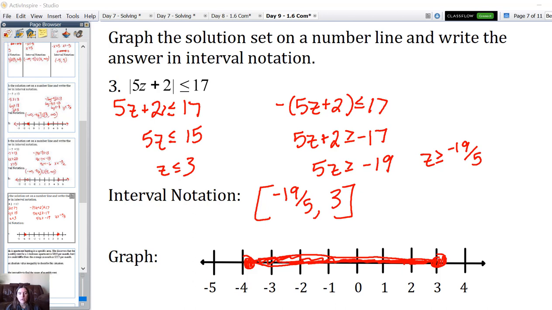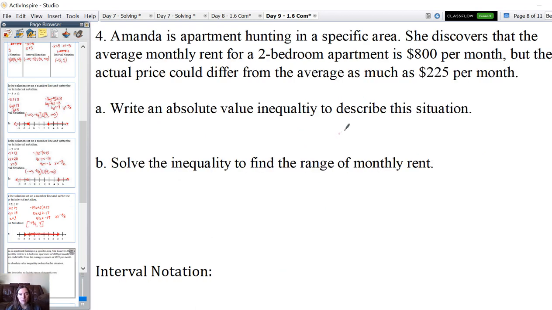We're going to look at some absolute value inequality word problems. So in this example, 800 is the average amount for a 2-bedroom apartment. We're going to use X as the amount that she could actually be spending to find our range. And this 225 is how much it's differing by.